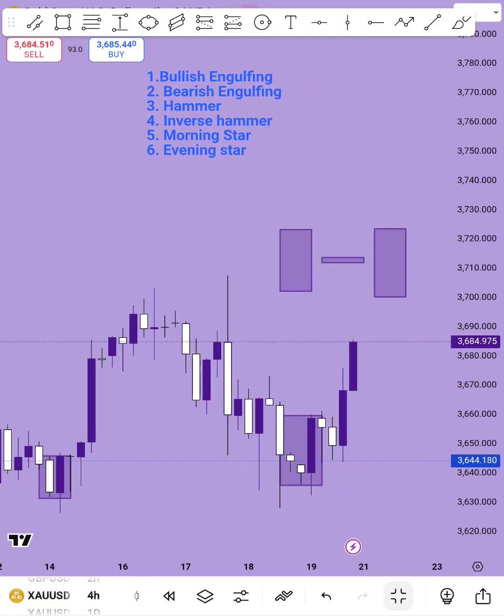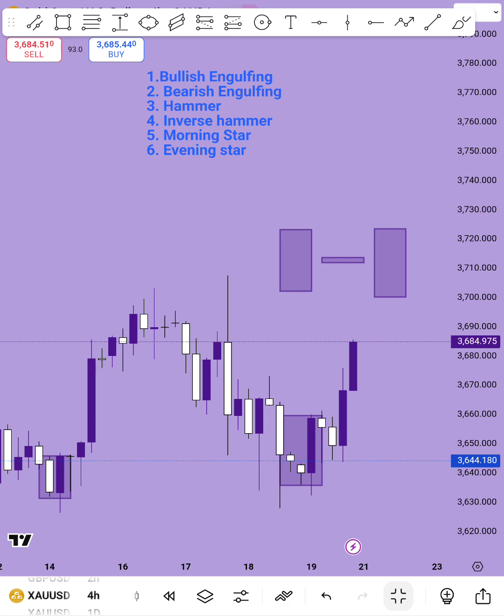And when we talk about the evening star, it's the opposite. Whenever we see a bullish candle, an indecision candle or doji candle, and if you don't know what a doji is, just comment in the comment section and I'm going to explain what a doji is. You see a doji and you see a bearish candlestick. It's an indicator that this market is going to push down. Do we get it? Now let's look for an example of an evening star.